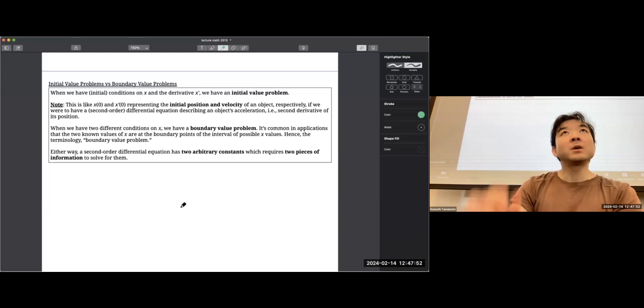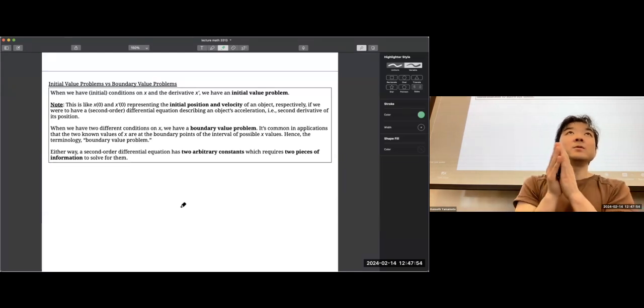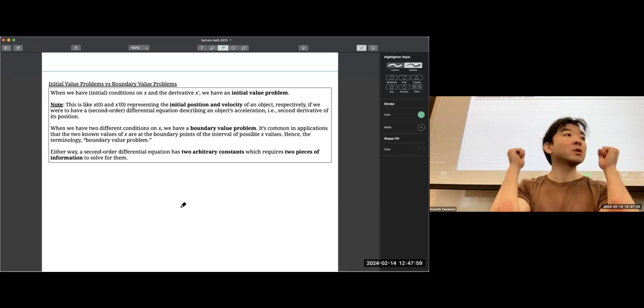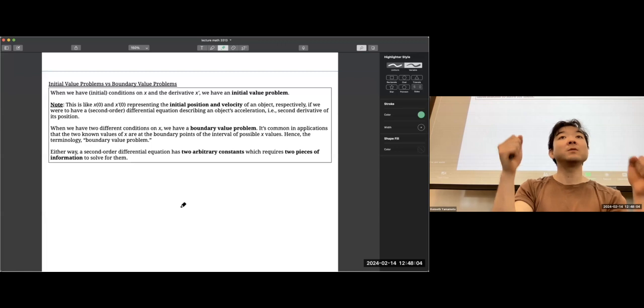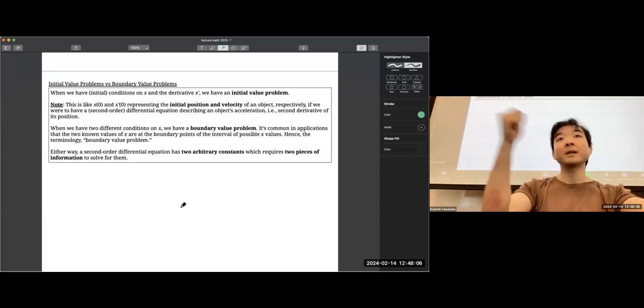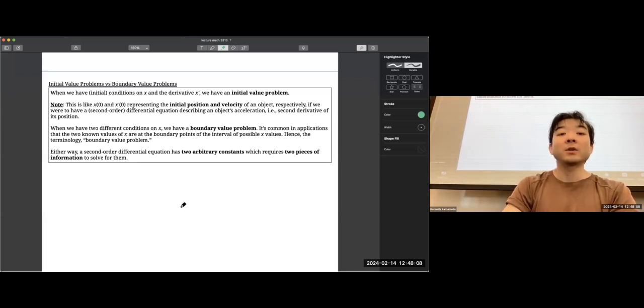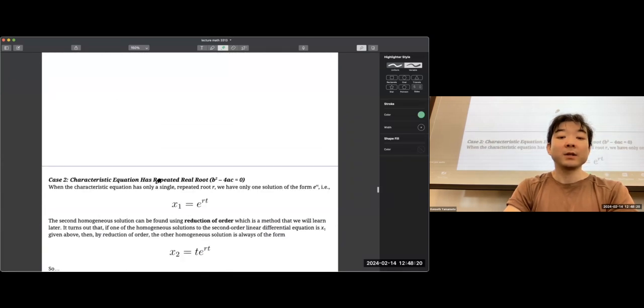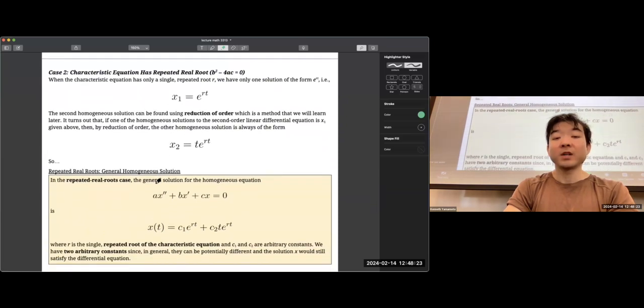But it's still consistent with this idea that you need to have two conditions, whether it be one on the function and its derivative or two conditions on the actual function. You have two unknowns because you have C1 and C2. So you need either boundary values at two ends of some interval or initial conditions on the function and its derivative. That's why a second order differential equation has two arbitrary constants. You require two pieces of information to solve for those two arbitrary constants from the general second order differential equation solution.